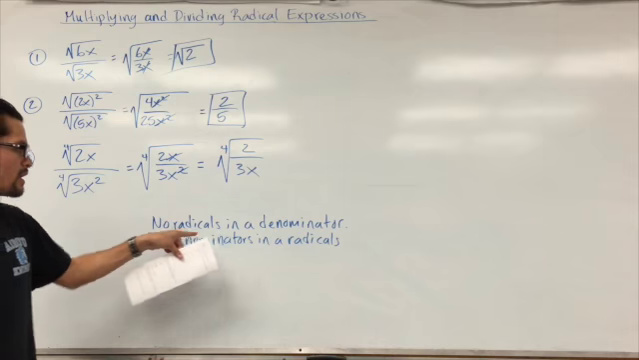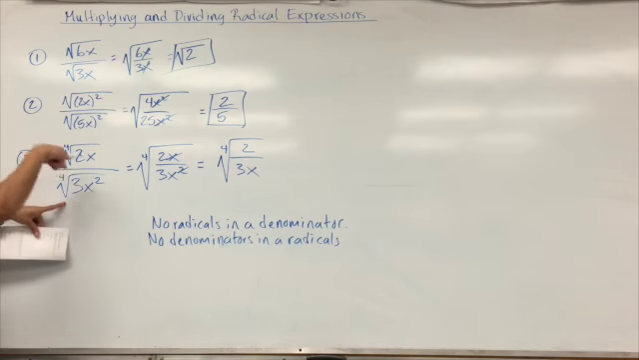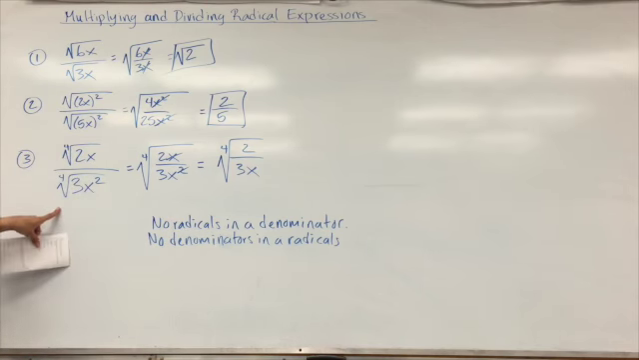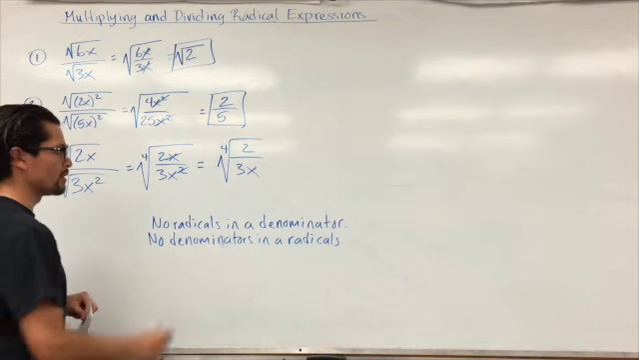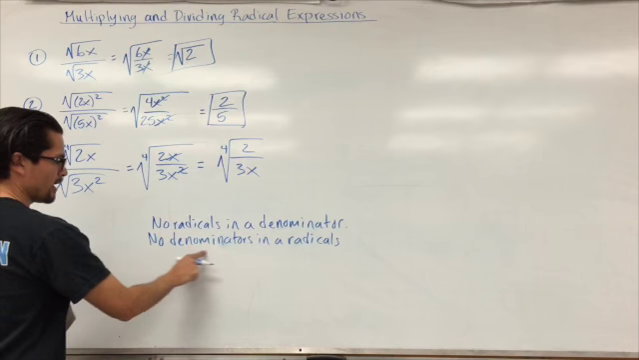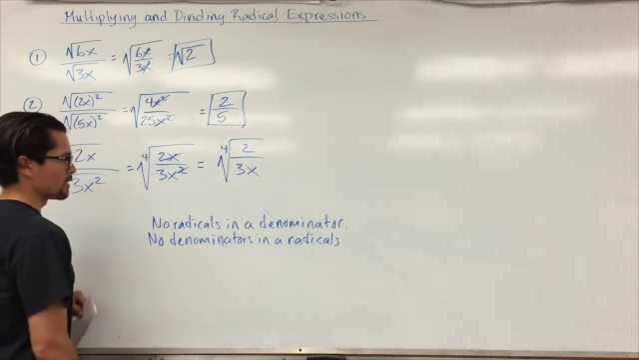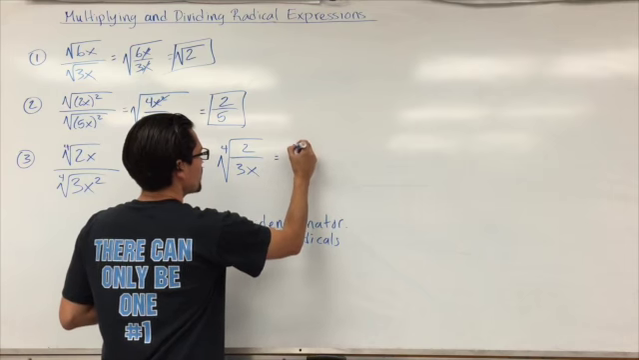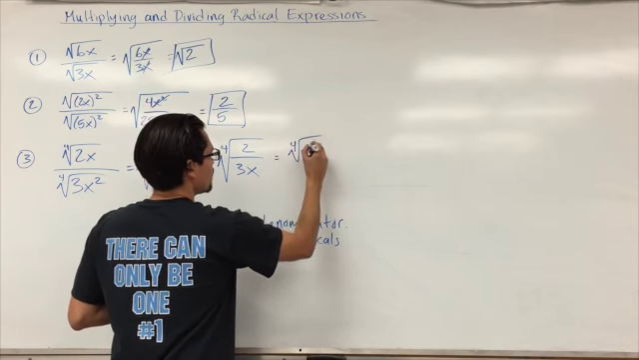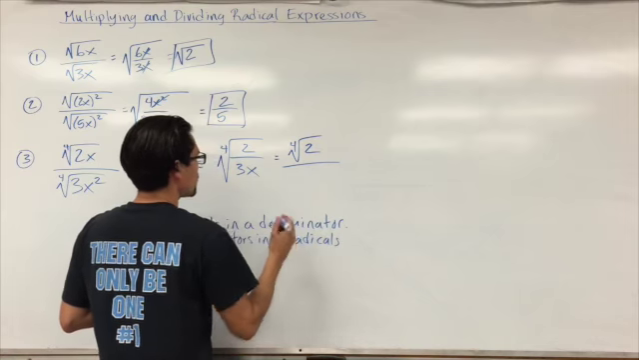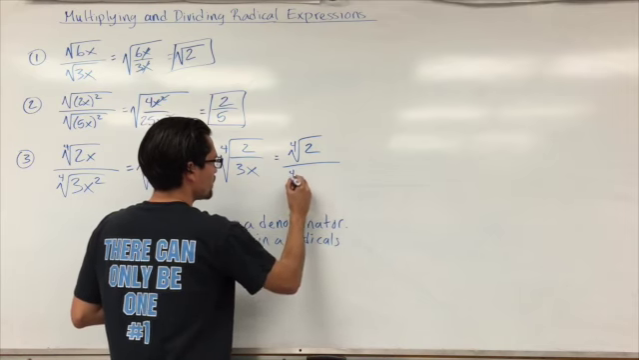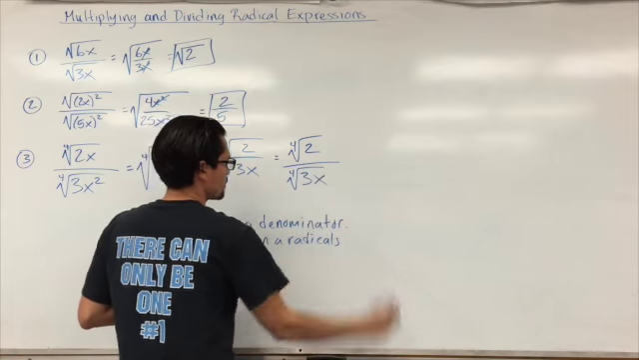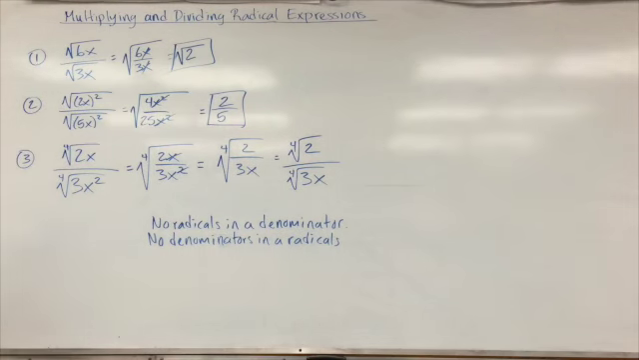No radicals in a denominator means this. There's a radical in the denominator. That would not be simplified, because there's a radical in the denominator. This one's violating the rule of no denominators in a radical. So what I'm going to do to get rid of that is break it up again and write it as the 4th root of 2 over the 4th root of 3x.